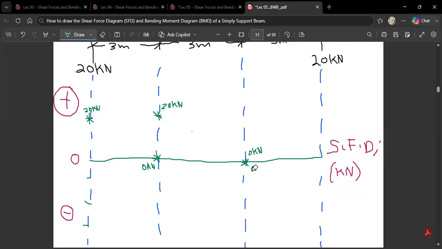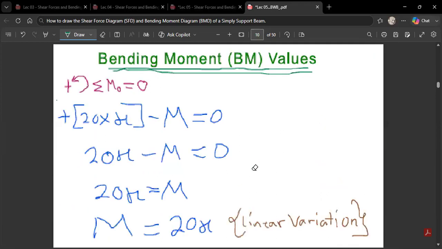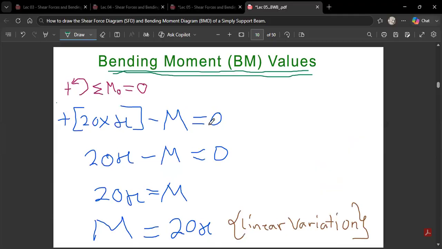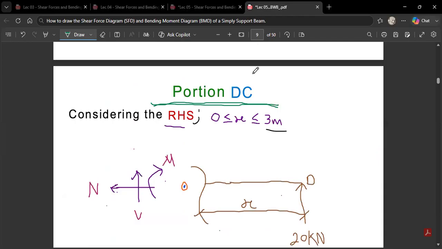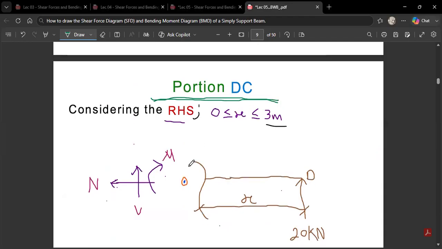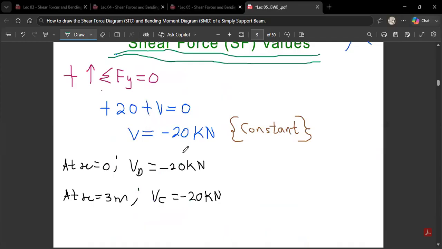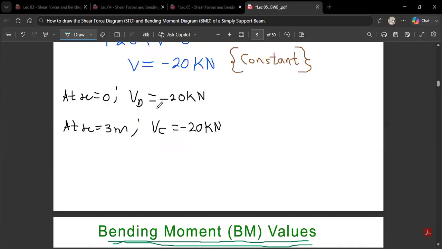Then from there, what are we going to do next? Let's go and plot the portion DC. Okay, let's go and plot portion DC. So when we're doing portion DC, you saw that the shear force value, look at this, is portion DC. Okay. The shear force value at what? Watch, the shear force value was what? At D was -20 and at C was what? -20. So those are the values we are going to be using.